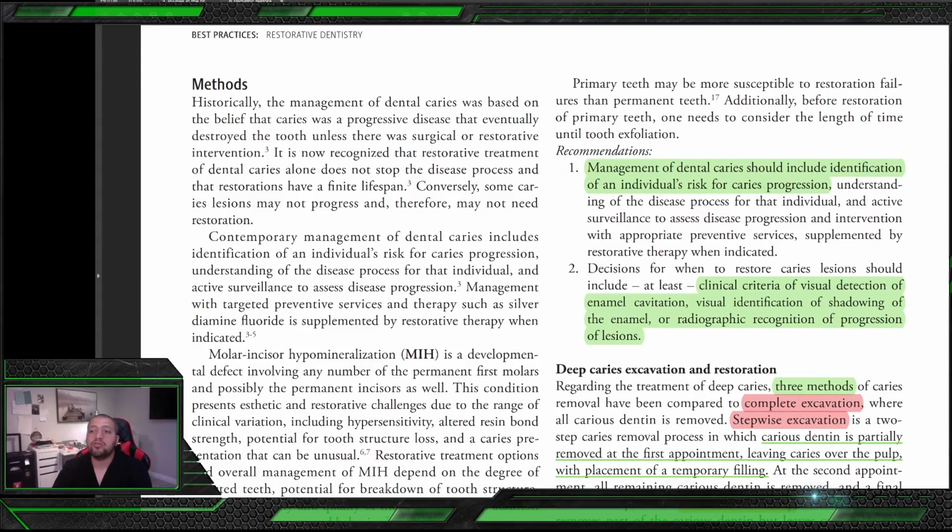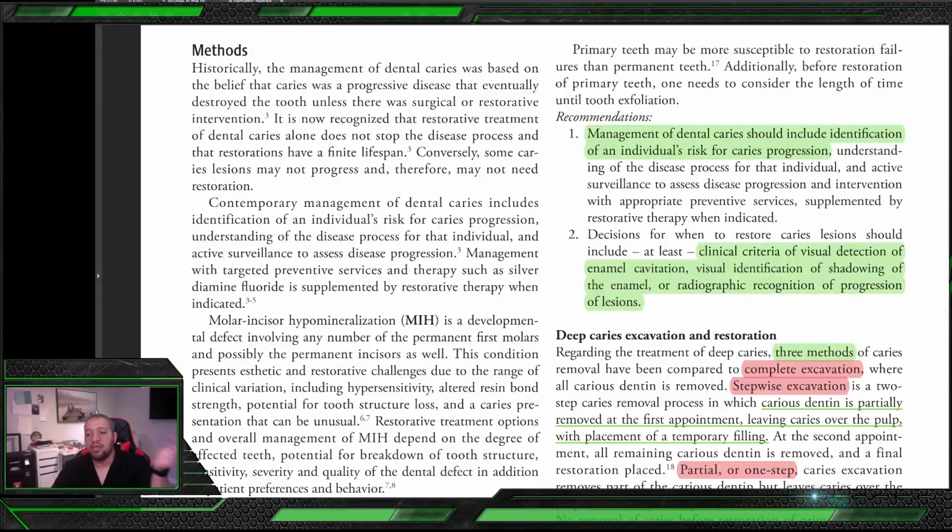Management of dental caries should include identification of individual risk for caries progression, as we said before, and moreover, clinical criteria of visual examination of enamel cavitation, visual identification of shadowing of the enamel, or radiographic recognition of progression of the lesion should be determined before you jump to conclusions and say, okay, let's restore this tooth.